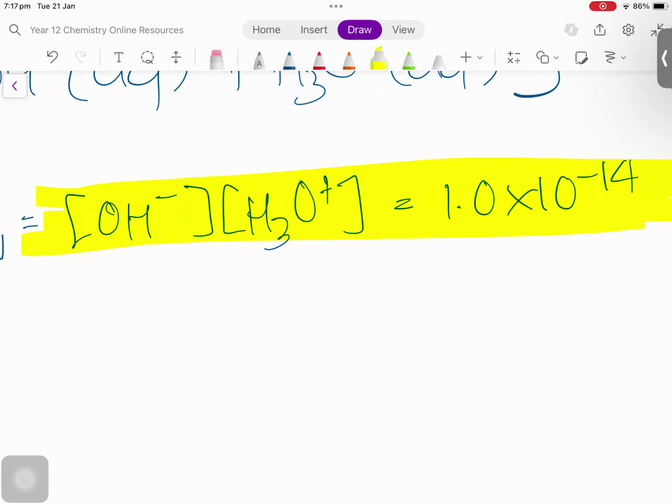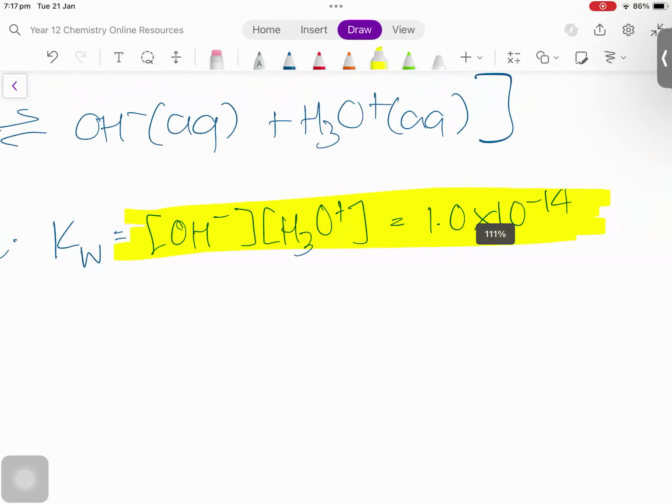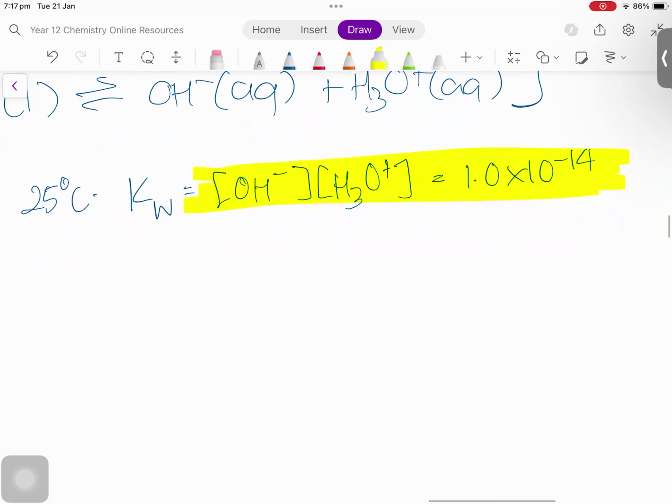So guys, remember pH and pOH, really easy to convert. And if you have the two concentrations, convert it that way. Don't worry about getting to pH or pOH first. Okay, so this is your equation.